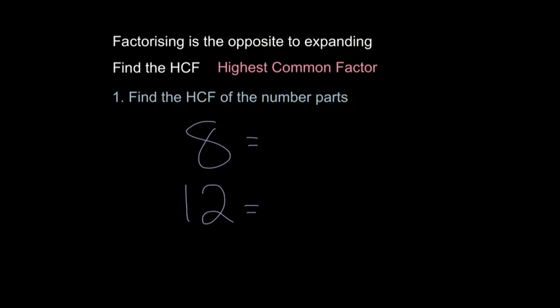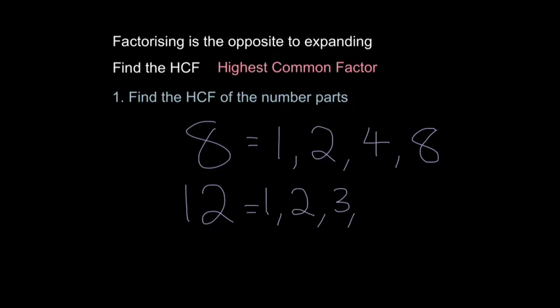Let's look at the numbers 8 and 12. First thing I need to do is write down all the factors, or all the numbers that fit into these numbers. So if we look at 8, we have 1 times 8, we have 2 times 4, and I'm writing the numbers in order for a reason, which you'll see in a second. For 12, my factors are 1, because 1 times 12, 2 from 2 times 6, 3 times 4, then we've got the 6 and the 12 at the end. Okay, so there's all my factors for both sets of numbers.